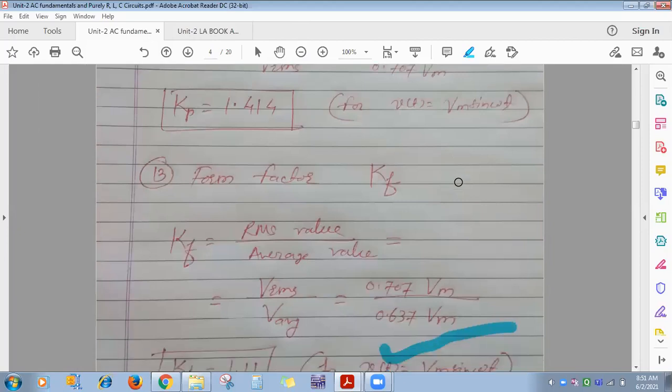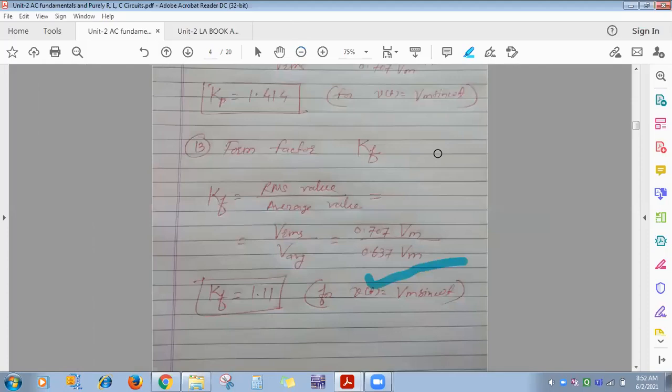What is the value of peak factor? 1.414. Right, 1.414. What is the value of form factor? 1.11. MCQ question for 1 mark. And numericals on it.